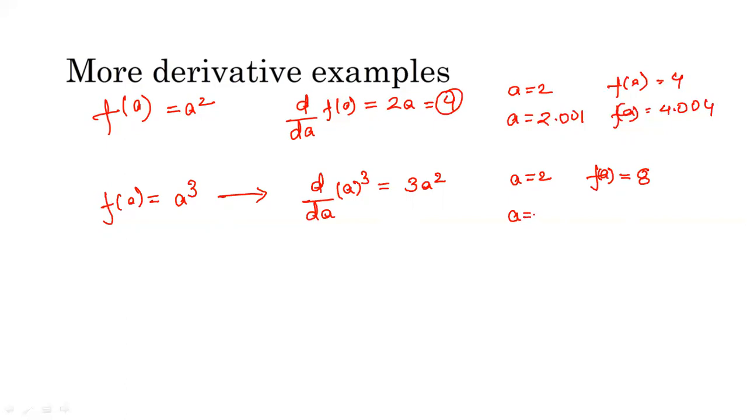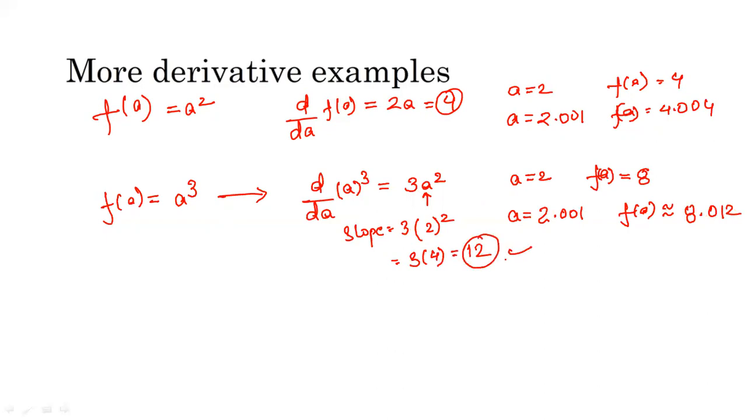Now if I increment this value by a very small amount, that is 2.001, f of a came out to be approximately equal to 8.012. And now if I want to find the slope of this function, I can put the value of a here. So the slope would be 3 into, what is the value of a, 2 square, that is equal to 3 into 4, that is equal to 12. So the slope came out to be 12 in this case when the function f of a is a cube.